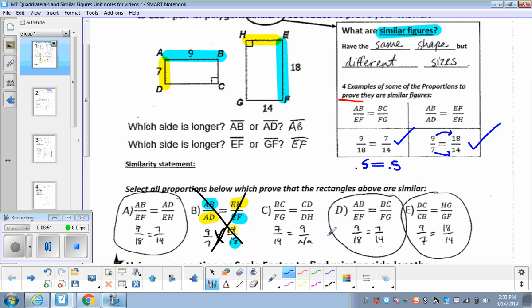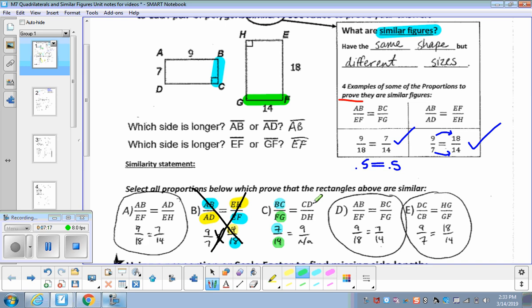Now let's look at answer choice C. Answer choice C says from B to C, so let me erase real quick. From B to C, and that would be right here in blue. So B to C is in blue, that does measure the 7, and then it's comparing FG. FG is over here, which is the 14, so it does correctly match up the side with the side. Okay, so far so good.